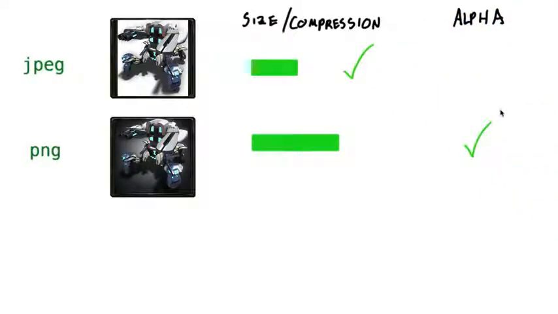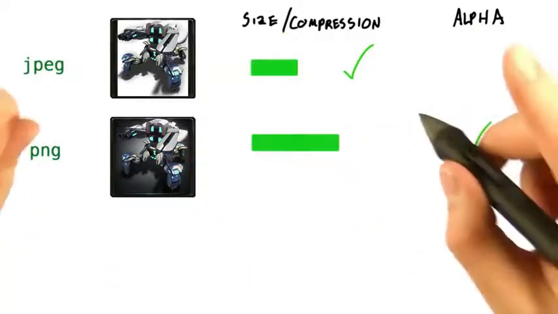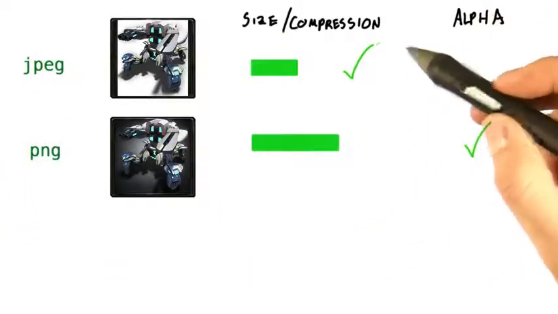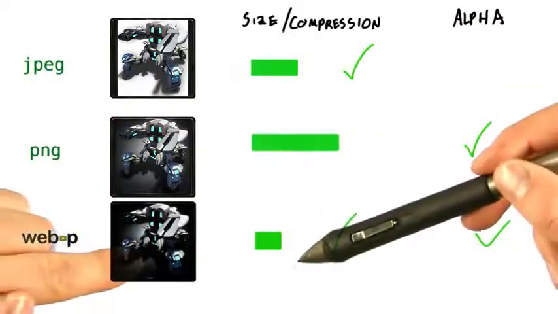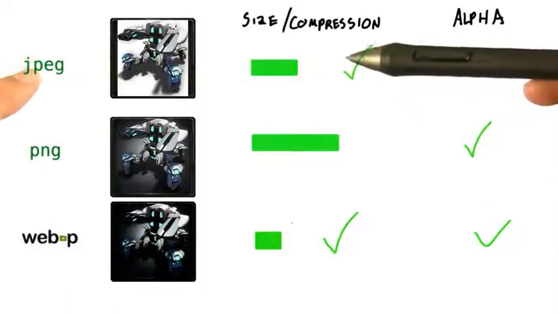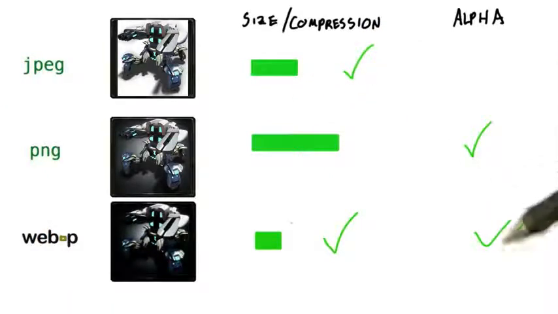Now, the cool thing about the internet is that it's always moving forward, and new technologies are being developed every day to make the experience for end users better. Besides JPEG and PNG, there's a new image format coming down the pipe called WebP. WebP offers an interesting middle ground. First off, it has compression ratios similar, if not better in some cases, than JPEG, but also allows you to have alpha transparency supported by PNG.